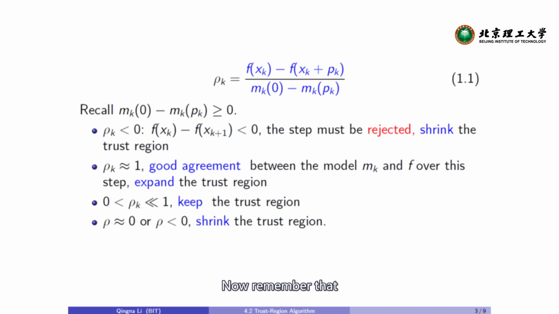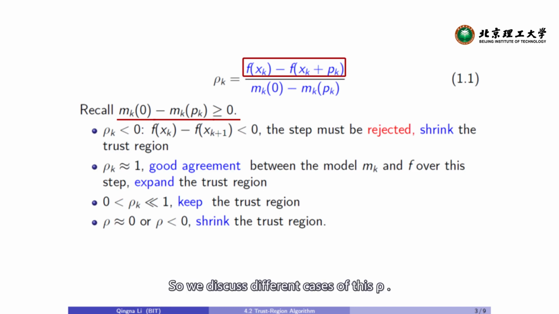Now, remember that m_k(0) is actually the same as function f at x_k. And m_k(p_k) is the optimal solution of the model function within the trust region. Therefore, the difference in the denominator is non-negative. In other words, the denominator is positive. Then let's look at the numerator. So we discuss different cases of this rho.